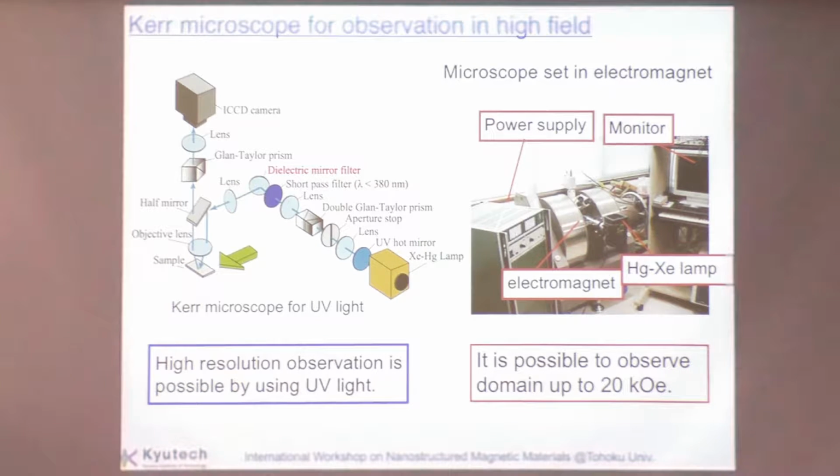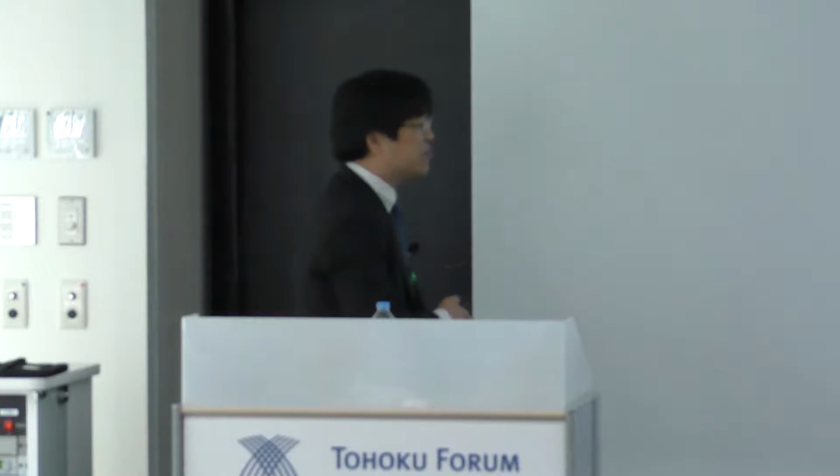A xenon mercury lamp is used as the ultraviolet light source, and you can see the optical components: lens, polarizer, and analyzer. We use a high-sensitivity ICCD camera. So we can use ultraviolet light as a light source, and high-resolution observation is possible by using ultraviolet light.